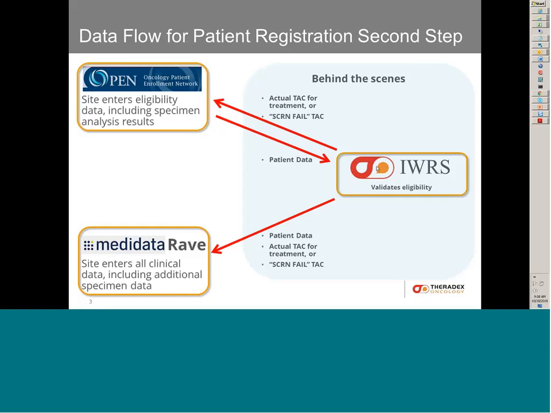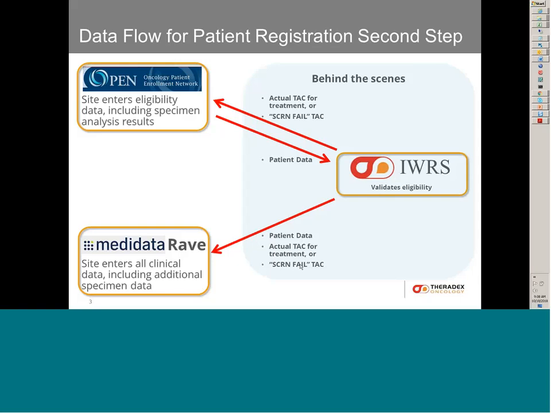And as soon as the site gives the go-ahead in open that they've entered all of the data needed, then there's, again, communication with IWRS. IWRS is going to validate the eligibility and assign a treatment assignment code for the patient. Now, that could be the actual TAC for treatment for that patient, or it might be that the patient is not eligible, and so it's a screen failure treatment assignment code. These treatment assignment codes are sent by IWRS both to open and to rave, and RAVE, of course, receives additional patient data that was entered during that second step of the registration process.